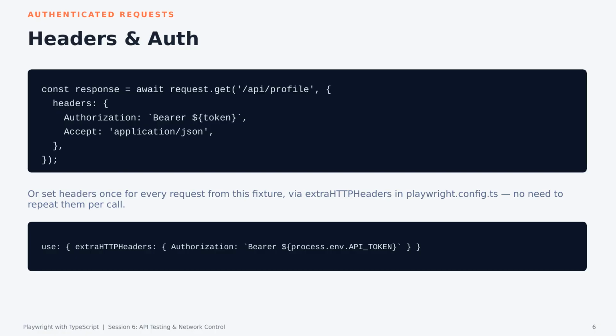Let's talk about authenticated requests. Here's the code: request.get('/api/profile') with a headers object, authorization set to Bearer followed by your token, and accept set to application/json. But there's a more efficient option too. You can set headers once for every single request coming from this fixture using extraHTTPHeaders inside your playwright.config.ts. That way you're not repeating the same authorization header on every single call throughout your test suite.